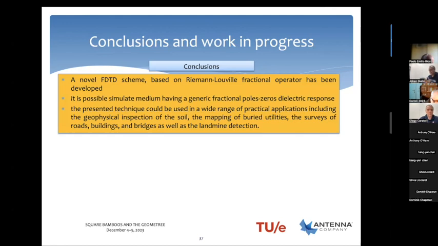So this leads me to the conclusions. I've shown today how to plug fractional derivative operators in the FDTD scheme to model and characterize frequency dispersive material in an accurate way while overcoming limitations of existing techniques in the literature.